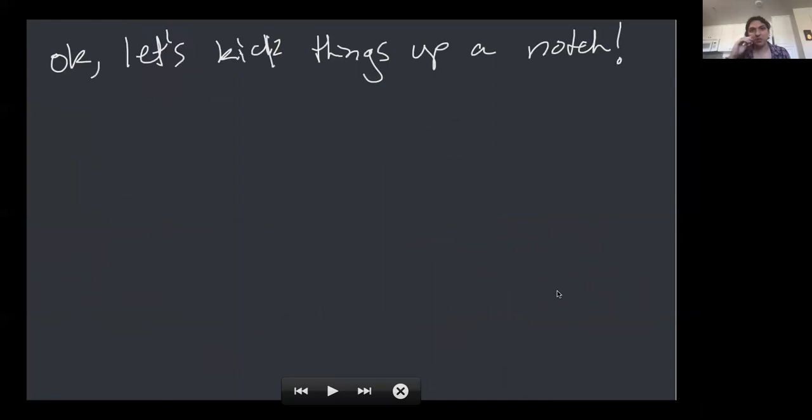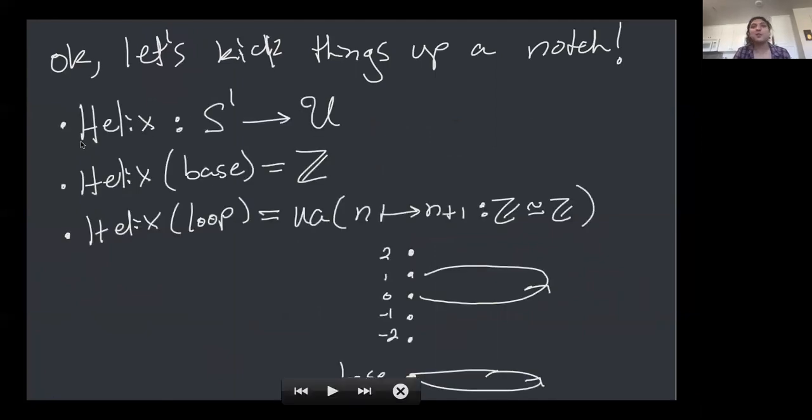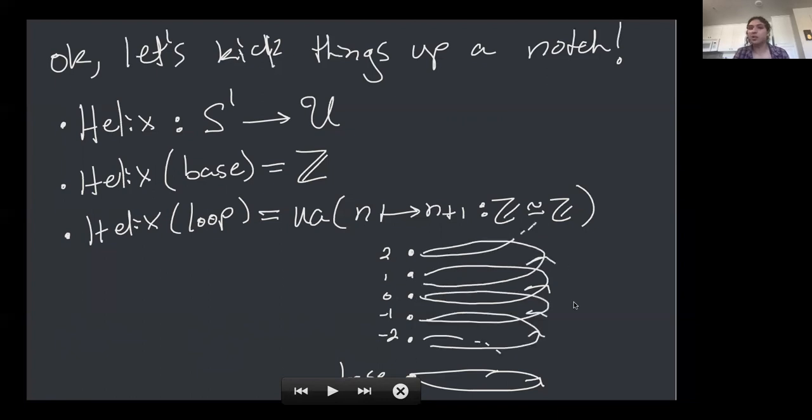Okay, so let's kick things up a notch. Let's define helix now. So helix is going to be a map from the circle to the universe, which sends the base point to the integers. And I think you can all see where this is going. And where do I send loop? Well, I send it to the path which is given by Z is equivalent to Z by incrementing 1, right? So if I translate to the right by 1, that's an equivalence from the integers to itself, at least as a set. And so going along loop sends 0 to 0 plus 1. Similarly, 1 gets sent to 2. And of course, we get the entire helix in this way.